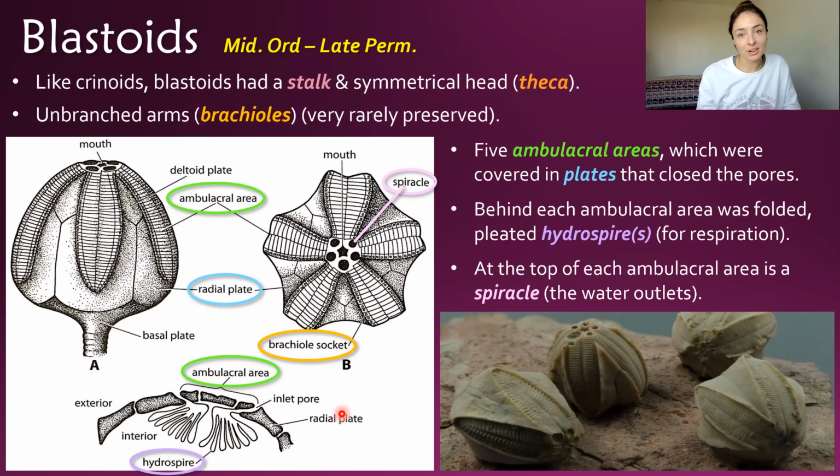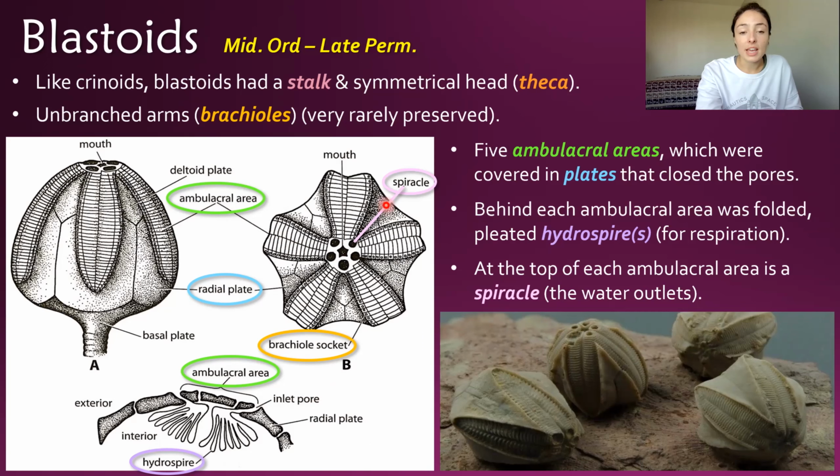However, even without their arms, they're pretty distinctive, and so some of these distinguishing features are circled here and listed over here to the right. These include 5 ambulacral areas, and these are shown here on this image. We have these things that look almost leaf-like on each of the 5 sides of this organism, and those are the ambulacral areas. And in life, these were covered by plates that closed the pores, because as we can see down here, they did have pores in their body called inlet pores.